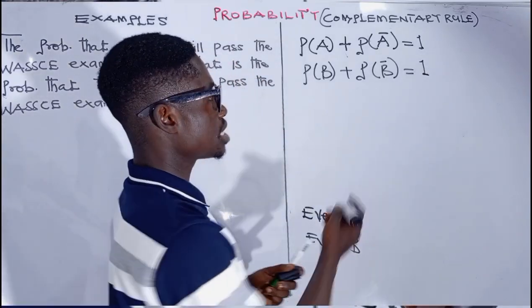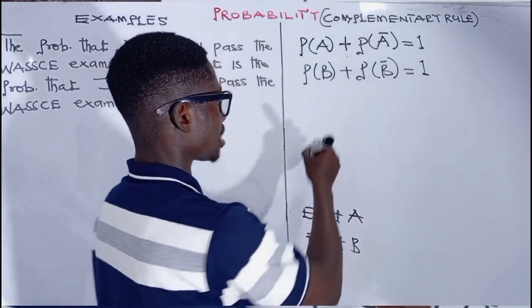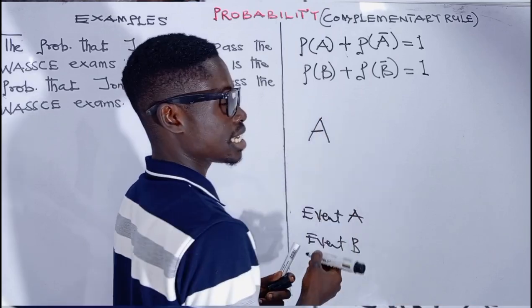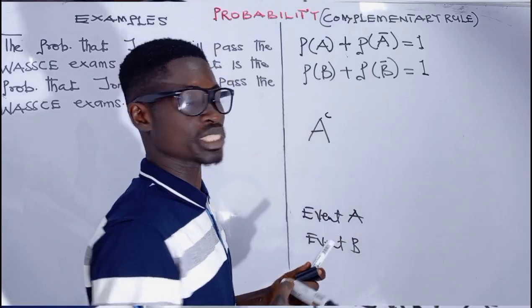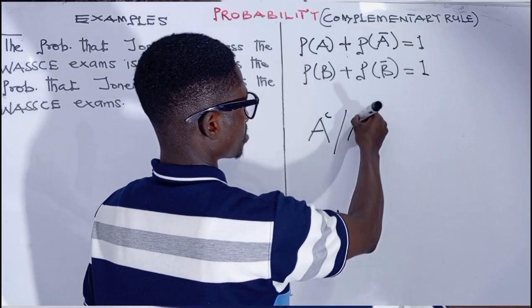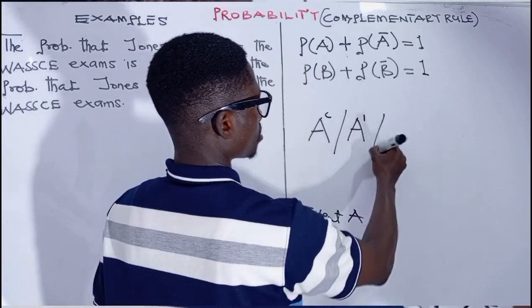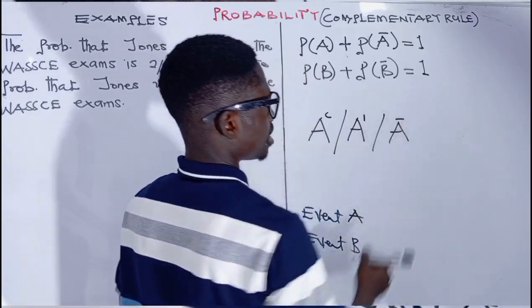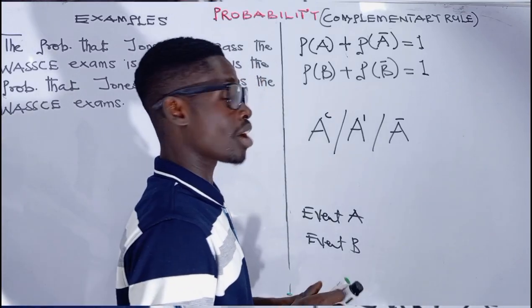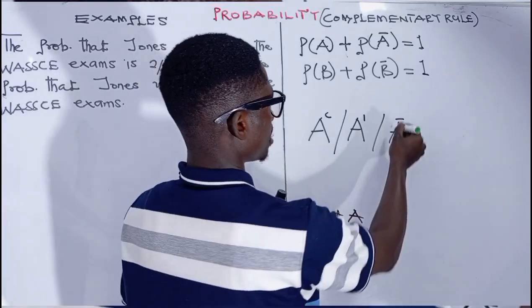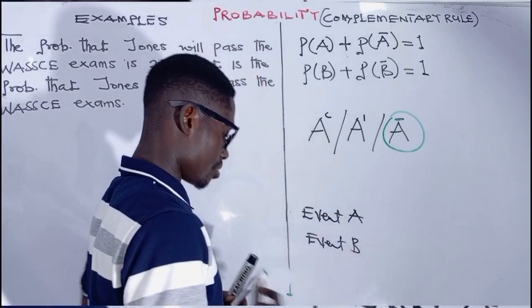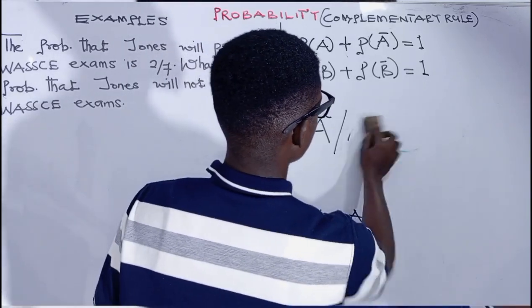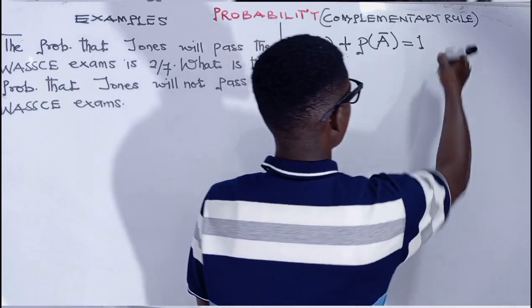In some books, you see the complement being written as, let's say, if it is event A, you are going to see something like this, A with a superscript of C. You can also see something like this. This means the same thing. And for us, we are going to make use of the bar. So let's call this equation 1.